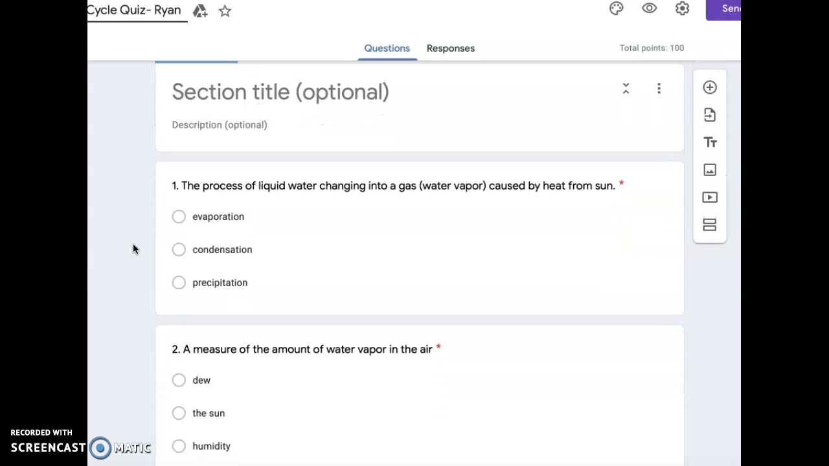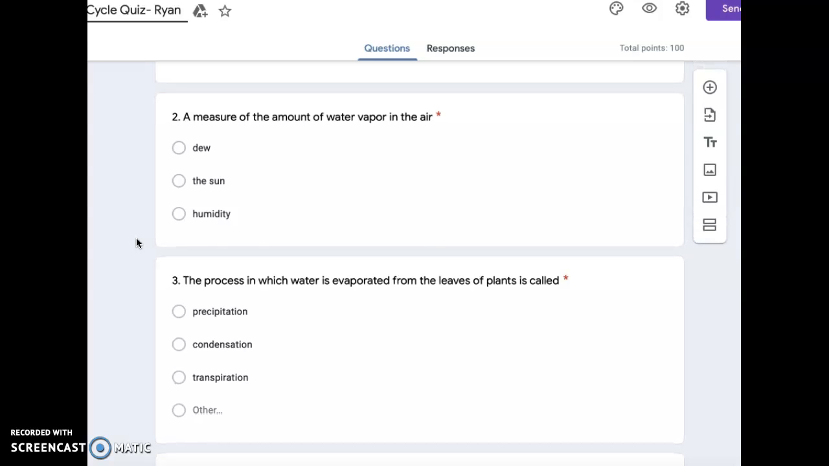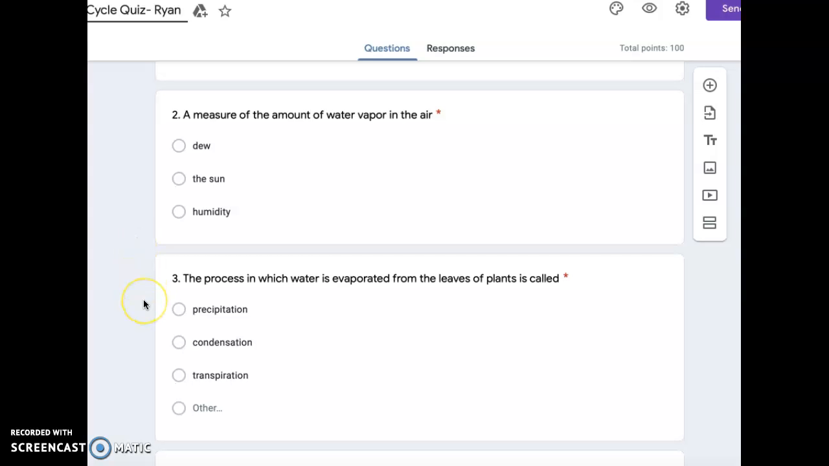Number 1. The process of liquid water changing into a gas, water vapor, caused by heat from the sun is evaporation, condensation, or precipitation. Number 2, a measure of the amount of water vapor in the air: dew, the sun, or humidity.